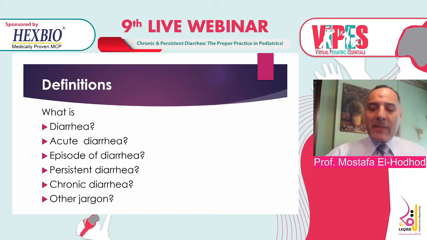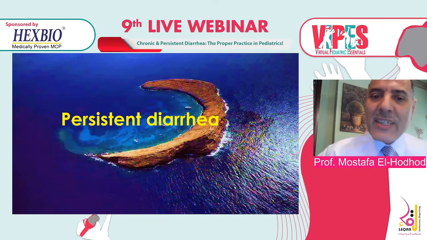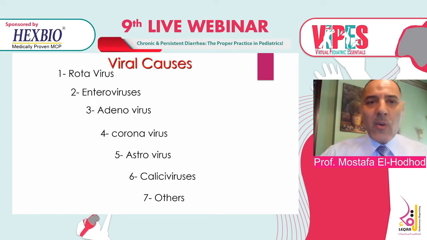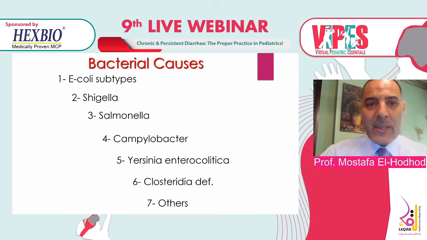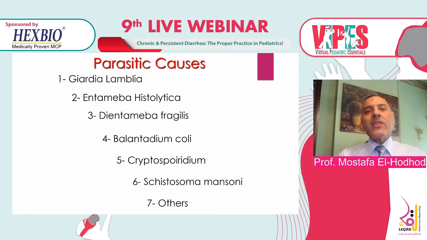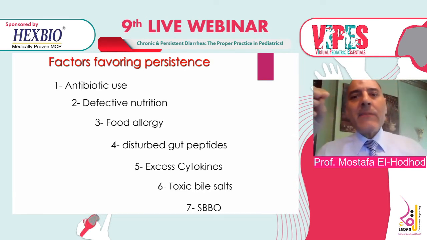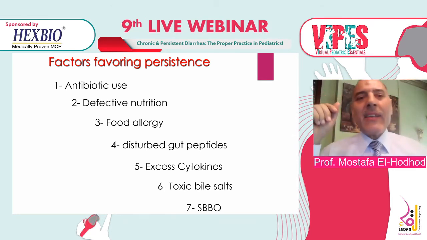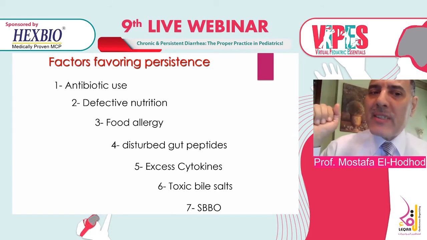Let us start with persistent diarrhea, which was previously called post-enteritis disorder, with its etiology similar to the acute one, whether viral, bacterial, or parasitic. All viral causes of acute gastroenteritis are the same causes of persistent diarrhea, as are the bacterial causes and parasitic conditions or infestations. And the question will be, then why did these patients fail to respond within 2 weeks and the others succeeded? And here, the factors favoring persistence.